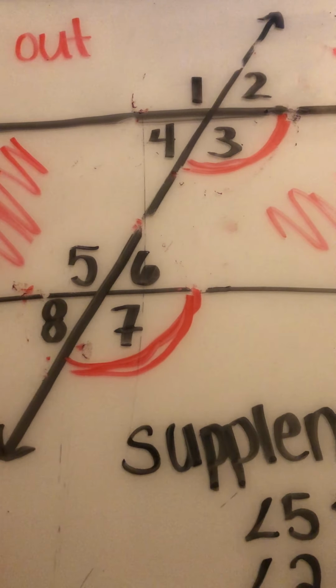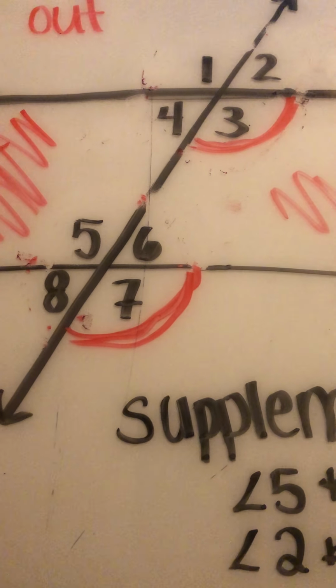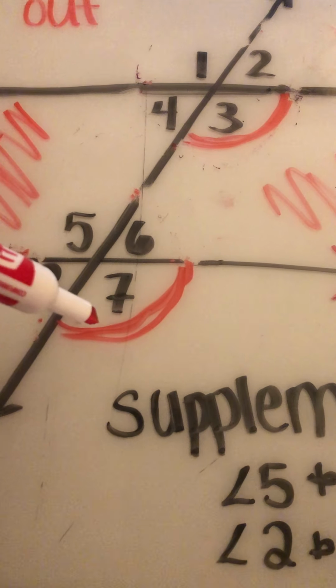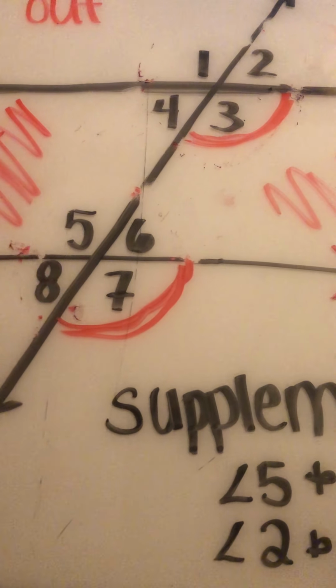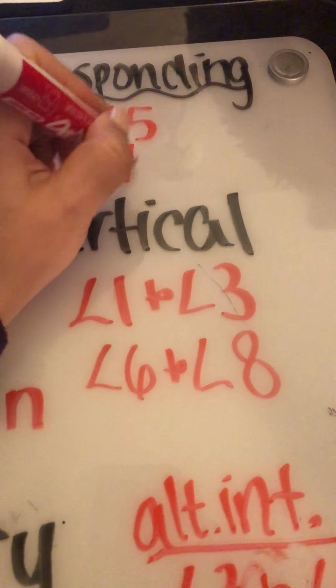See how they're the same angle, just slid down? So those are our corresponding angles. One is inside, one is outside. They're non-adjacent, they're equal in measure, and they're on the same side of the transversal. Angle 3 and angle 7.